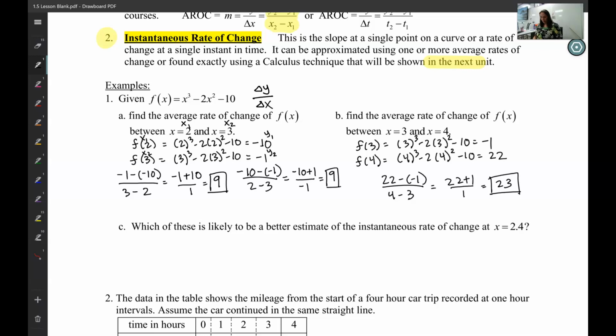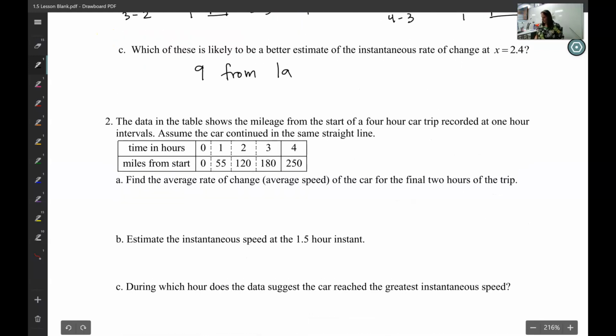Well, it would probably be 9. Because 2.4 is between 2 and 3. Not between 3 and 4, so the average rate of change between 3 and 4 isn't going to be as good of an estimate. Let's move on to number 2.